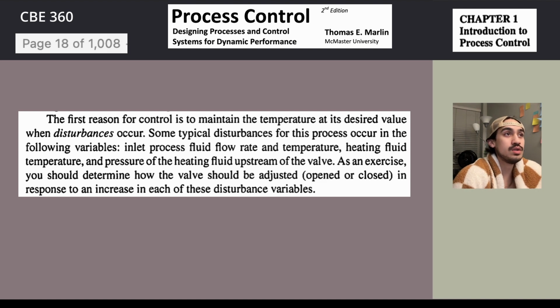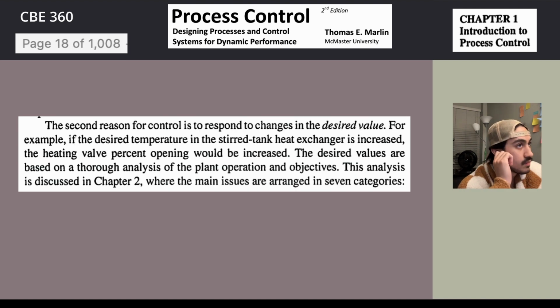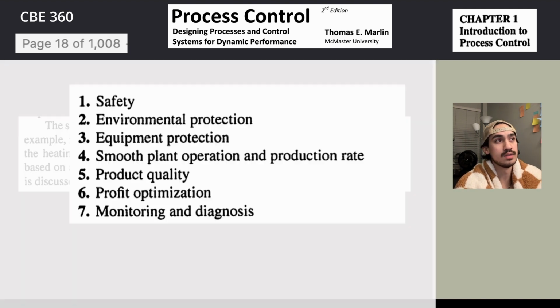As an exercise, you should determine how the valve should be adjusted, opened or closed, in response to an increase in each of these. The second reason for control is to respond to changes in the desired value. For example, if the desired temperature in the stirred tank heat exchanger is increased, the heating valve percent opening would be increased. The desired values are based on a thorough analysis of the plant operation and objectives, and this analysis is discussed in Chapter 2, where the main issues are arranged in 7 categories.